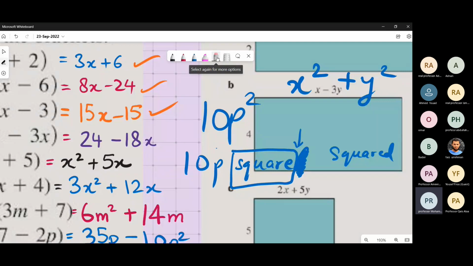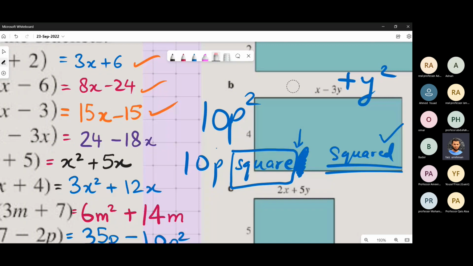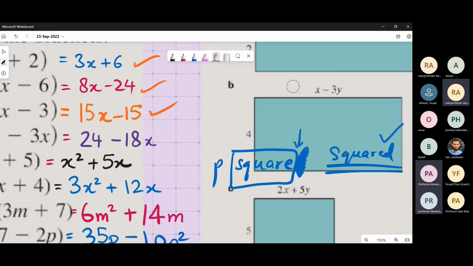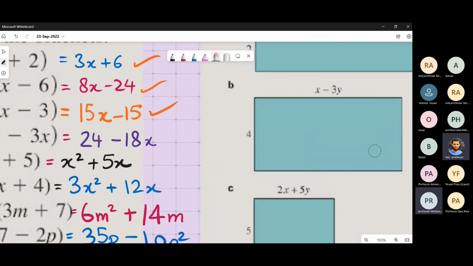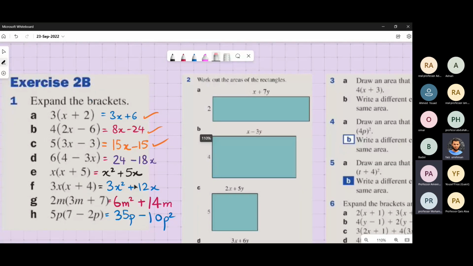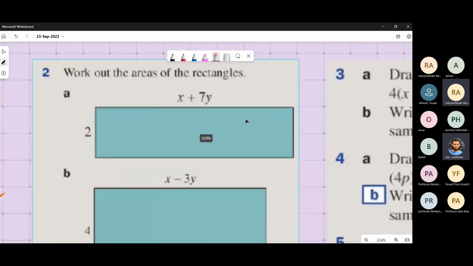So we say it with the d. You guys should say it with the d, squared. This is the correct one. The one I am saying is incorrect. It's not square, it's squared. Clear? Squared. Now, Yusuf, tell me the area of this rectangle, 2a.